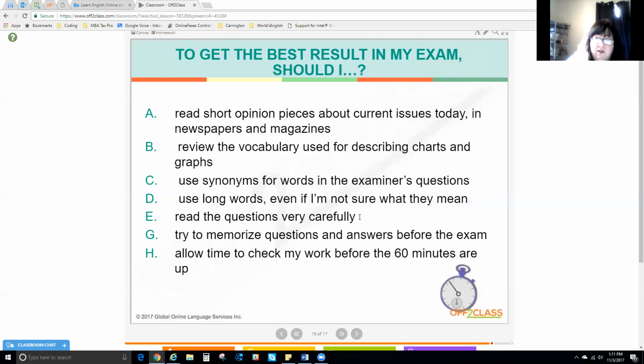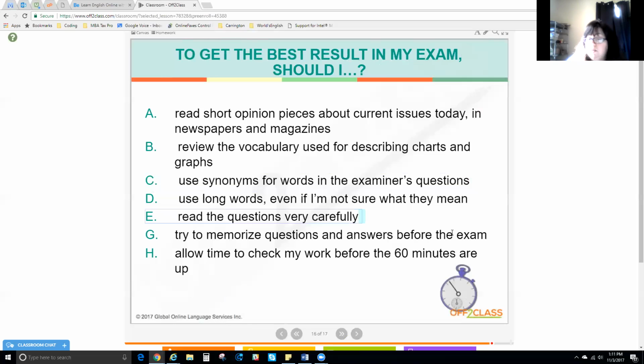Read the questions very carefully. Absolutely. This is one of the most important things you need to do. They can be tricky if you don't read and thoroughly understand what your response needs to be, and keep going back to it. Make sure you understand completely.